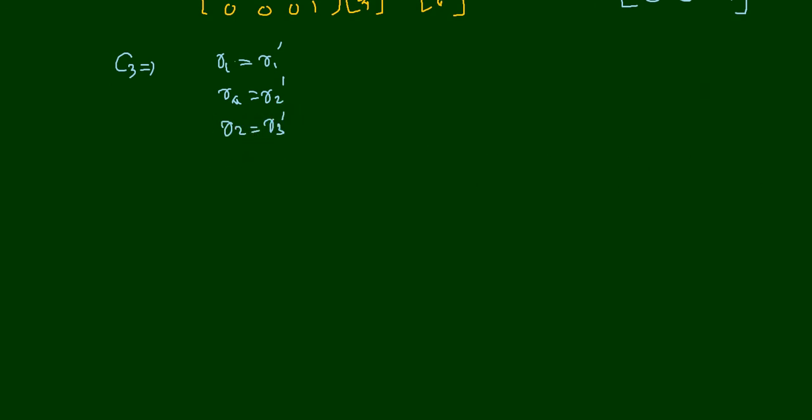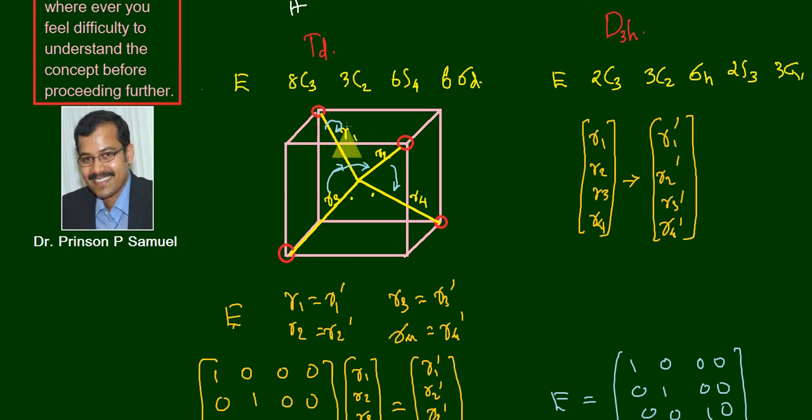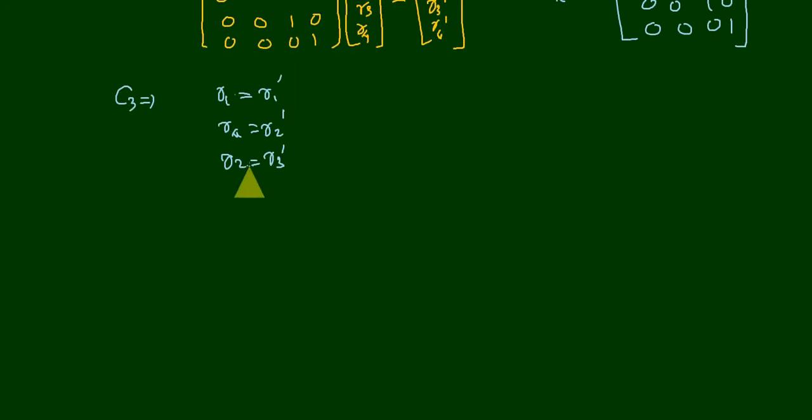Okay, and what happens to R4? R4 goes in place of R3. So R4 comes here, and therefore we can say that the new position of R4, that is R4 dash, is R3. R4 dash is equal to R3. So we can write R3 is equal to R4 dash.